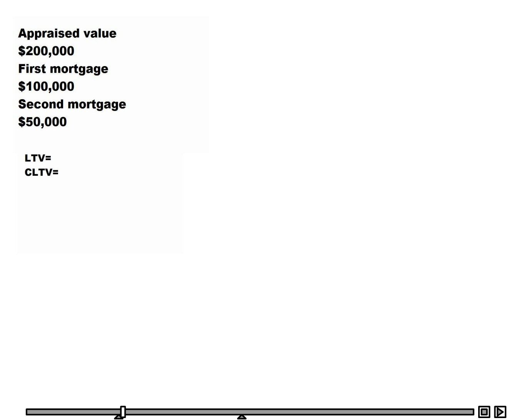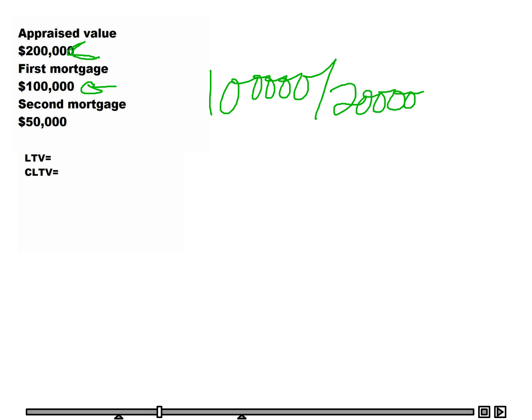So let's change our example a little bit and talk about combined loan-to-values. Combined loan-to-values are used when you have a first and a second mortgage. The loan-to-value, just the plain loan-to-value, is always going to be based off of the first mortgage amount. So in this case, if we have an appraised value of $200,000 and a first mortgage of $100,000, those are the only two numbers we're going to use to figure the loan-to-value. So in this case, the loan-to-value is simply $100,000 divided by the $200,000, which gives us a loan-to-value of 50%.